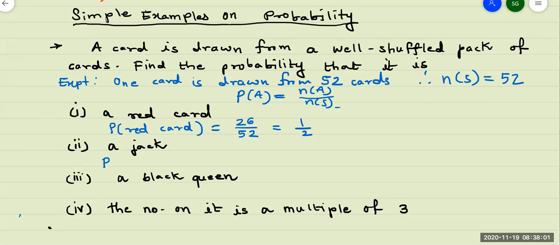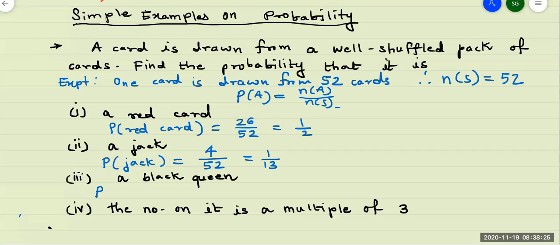Then the second question is jack. So the probability of getting a jack is, I'm keeping the denominator as 52 everywhere. And now how many jacks are there? There are 4 jacks. So the answer is 4 upon 52. So it is 1 by 13.